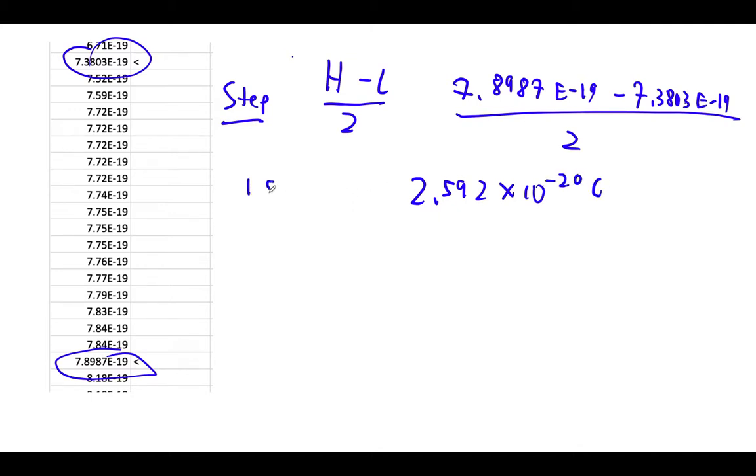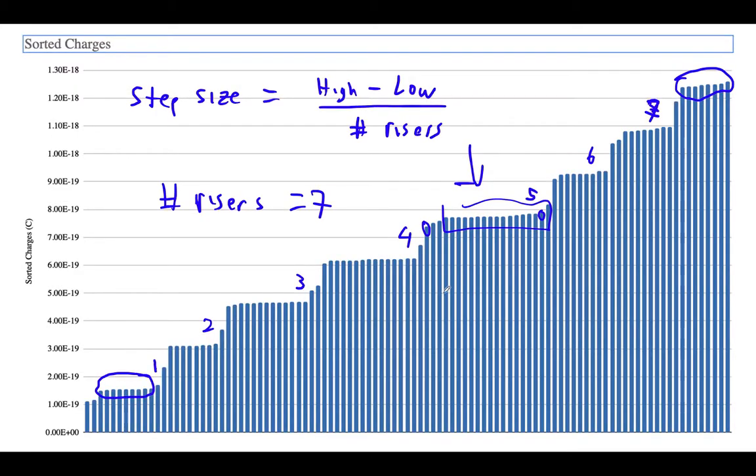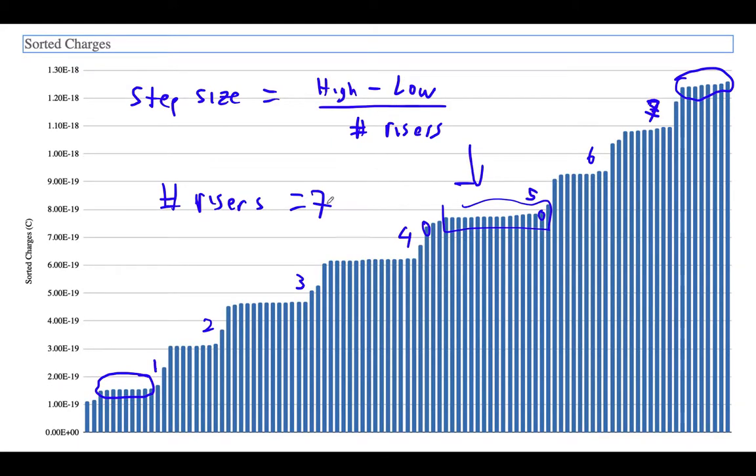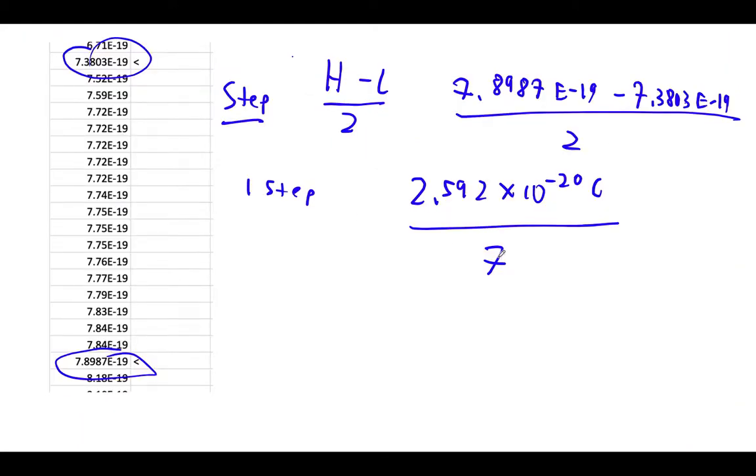That's one step, right? But remember that our calculation involved that uncertainty, but it's actually going to be spread out over 7 risers. So now I've got to take this and divide that by the number of risers that I used, the same number that I used here, okay? So divide that by 7, and I get 3.7 times 10 to the minus 21st. Or that would be 0.037 times 10 to the minus 19th.